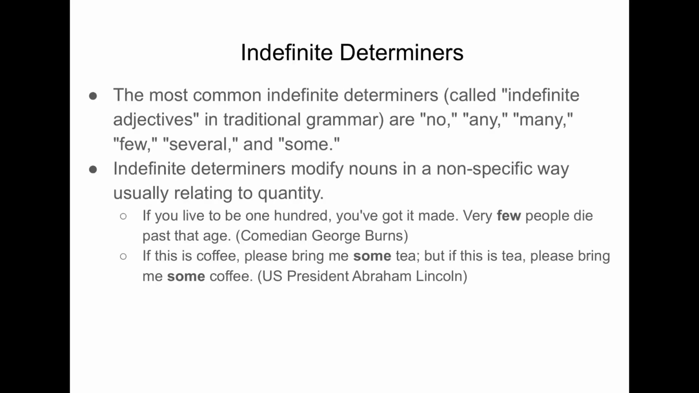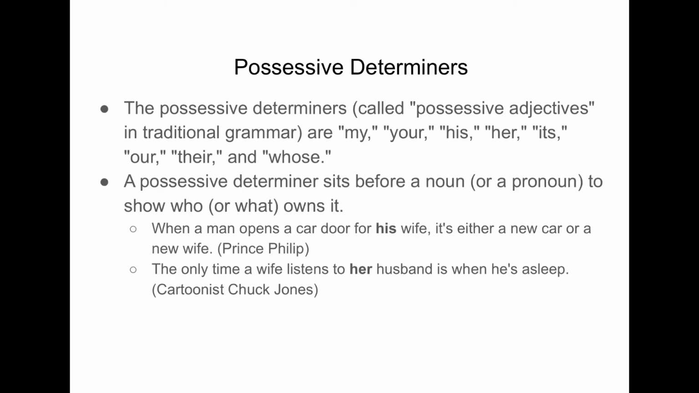The most common indefinite determiners, called indefinite adjectives in traditional grammar, are no, any, many, few, several, and some. These indefinite determiners modify nouns in a non-specific way, usually relating to quantity, as in few people, or some coffee, or some tea. The possessive determiners are my, your, his, her, its, our, their, and whose. A possessive determiner sits before a noun or a pronoun to show who or what owns it, as in his wife or her husband.